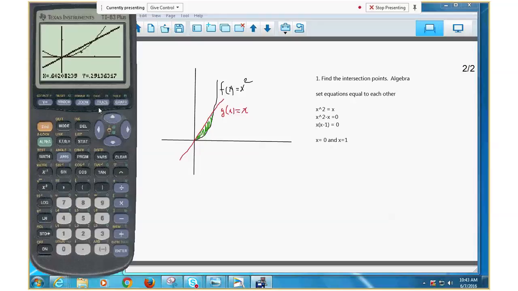Okay, so I'm going to do second trace, which is calculate, intersect, number 5. And I'm going to go down here and do first curve, which would be the parabola, and the second curve, which would be that. And my guess is right in there. And there's the intersection, 0, 0. That's one intersection. We got that right here, 0. And then let's check the other one. Second, trace, intersect. And go up here.